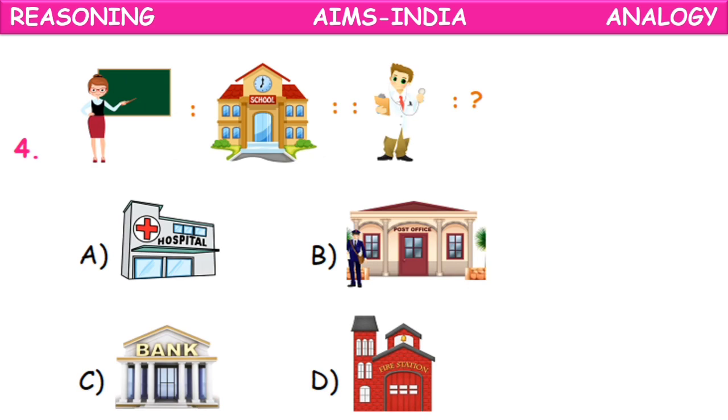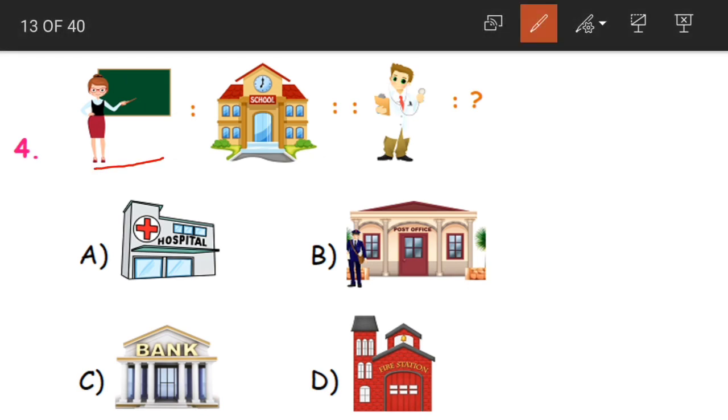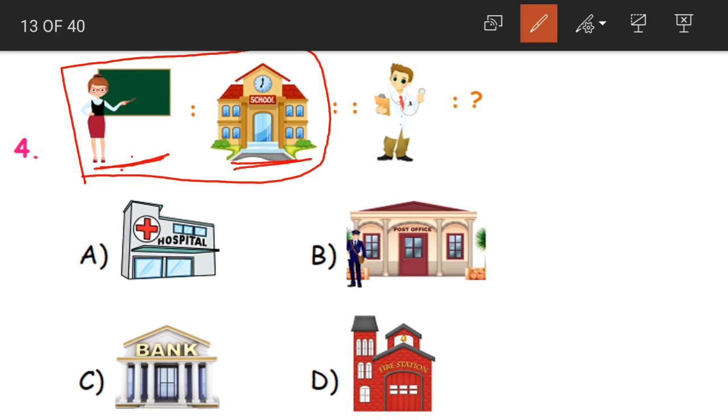Next question. Teacher. Who is here? Teacher is to school as doctor is to dash. Again, the first pair here is a complete pair. So let us study the relationship these two have. A teacher is one who teaches at school. Where do we find teachers, children? We find teachers in schools and colleges. Yes, so teacher is the one who teaches in a school.